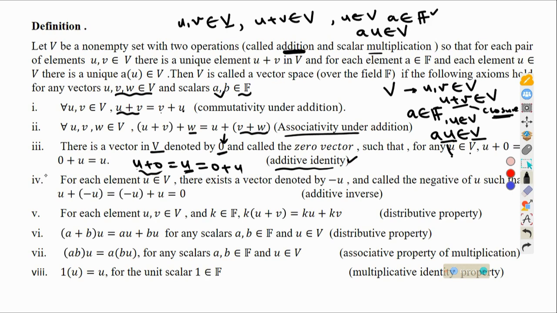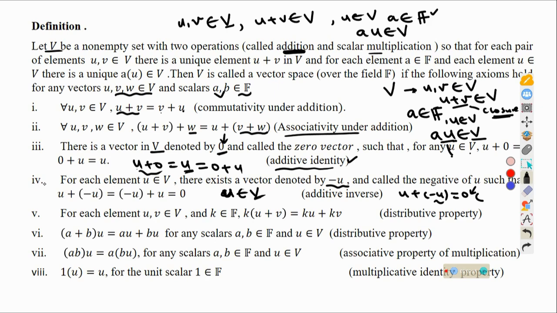Number 4. For every element that you pick from this given set V, for example u picked from V, you should be able to show that there exists a negative of this u, such that when you get u plus negative u, you are able to get 0. In other words, for every vector that you pick from this given set, when you add its inverse, you obtain 0, and this 0 is what we call the additive identity.